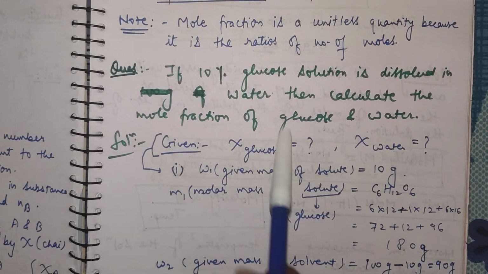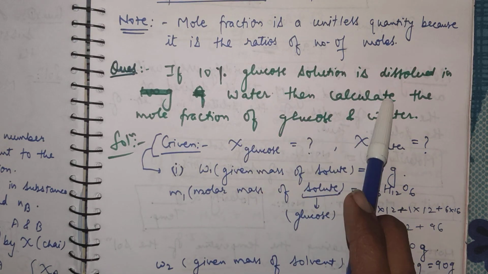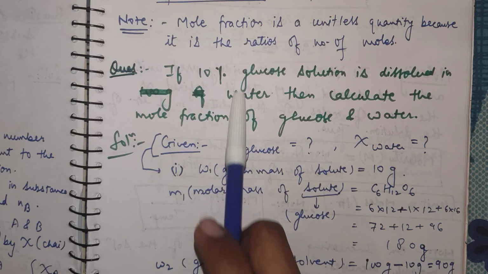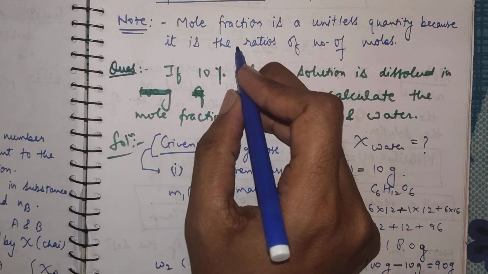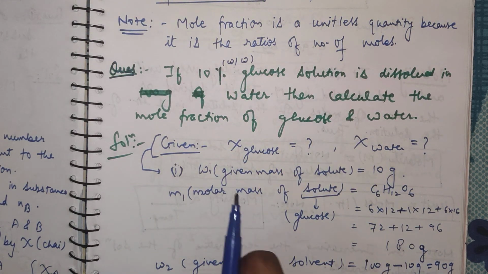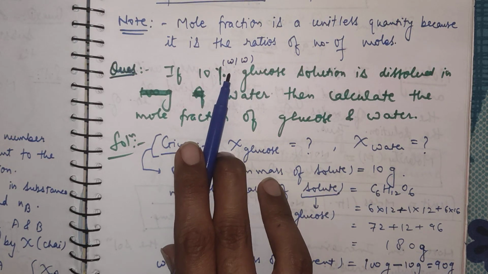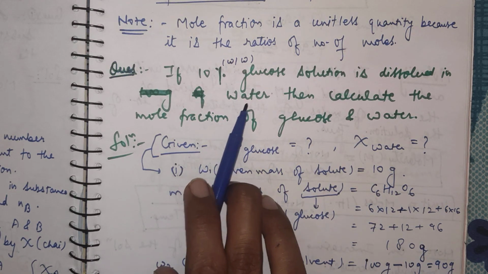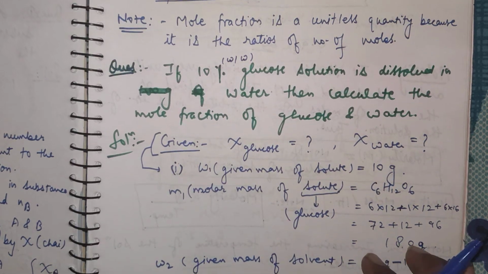So the question is this: if a 10% glucose solution is dissolved in water, then calculate the mole fraction of glucose and water. So if 10% is given by mass, it can be written as W by W concentration. It means 10% by W is 10 gram of solute mass, and the remaining is 100 minus 10, that is 90 gram of water mass, if this type of term is given in the question.